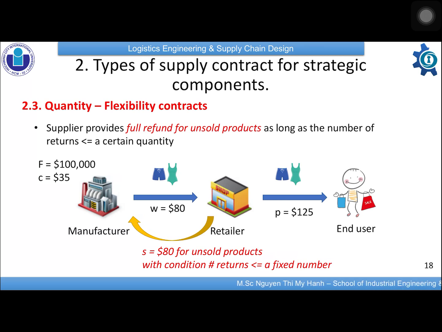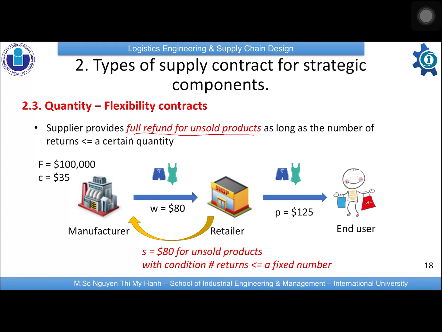Another type of supply contract is the quantity flexibility contract. In this contract, the supplier provides a full refund for unsold products as long as the number of returns is less than or equal to a certain quantity. It's a bit similar to buyback contracts, but buyback contracts give a partial refund for all unsold products, while quantity flexibility gives a full refund but only for a limited number of unsold products.